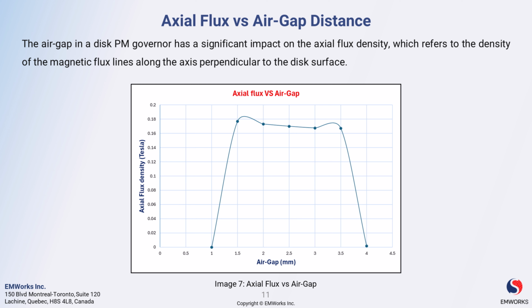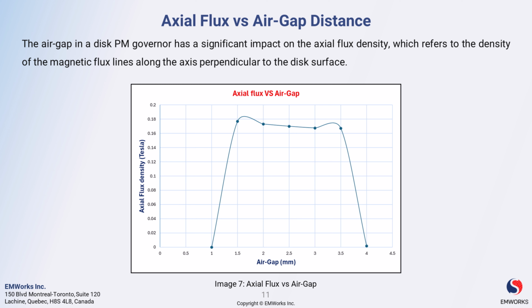Understanding this relationship between axial flux density and air gap distance is crucial for optimizing the design and performance of the governor. As the air gap distance increases, the axial flux density decreases due to the weakening of the magnetic field strength. This relationship can be utilized to select the appropriate air gap distance that achieves the desired axial flux density required for efficient operation of the governor.